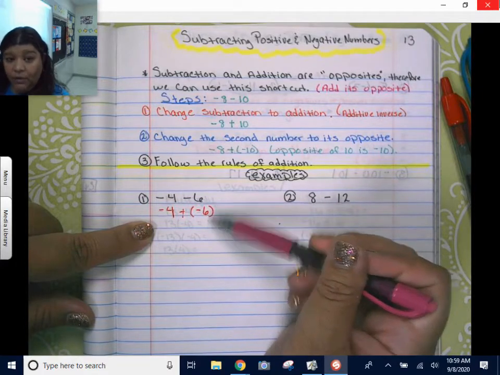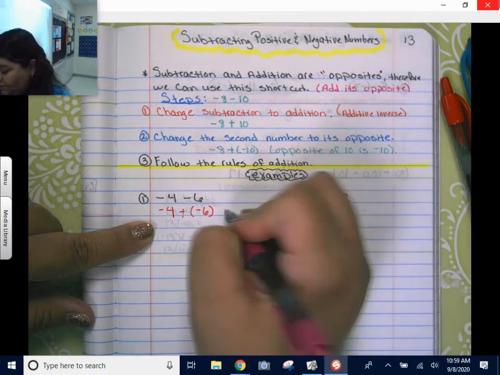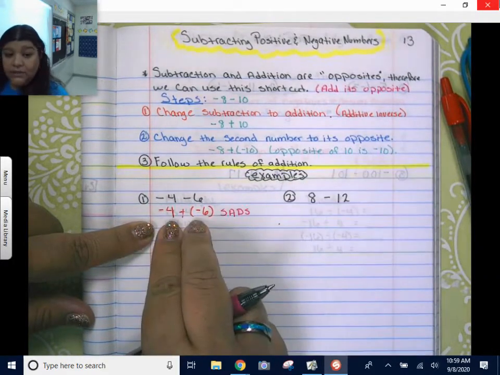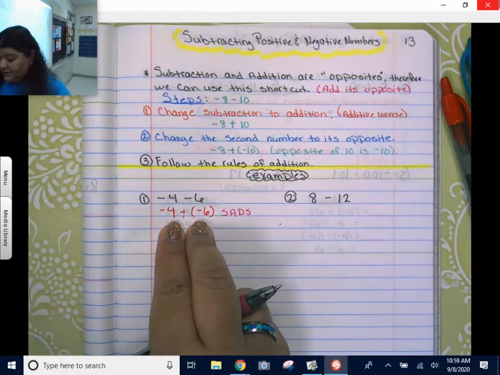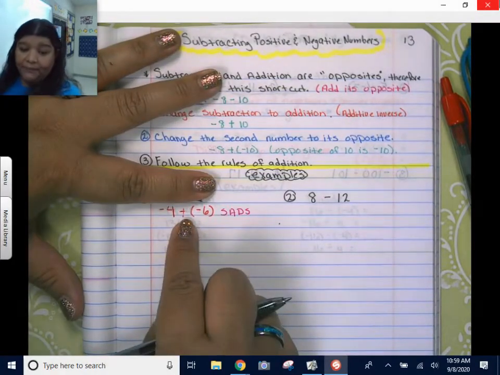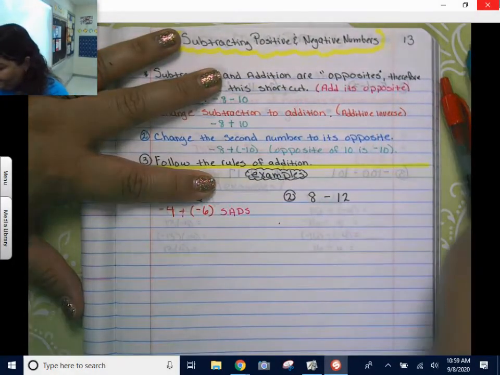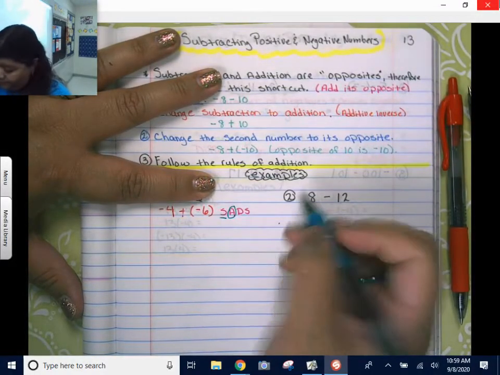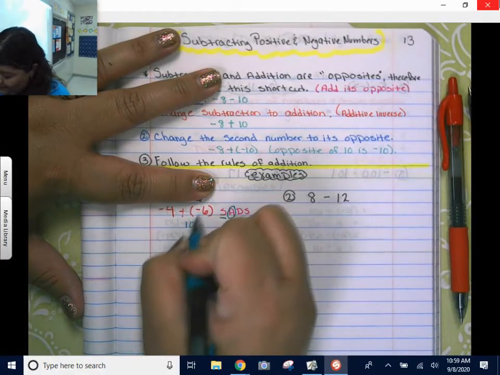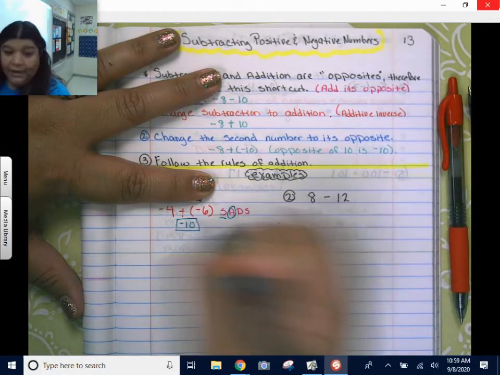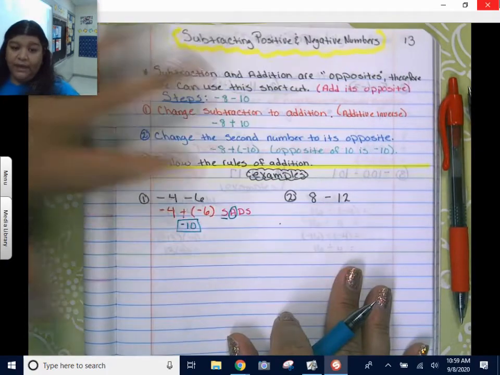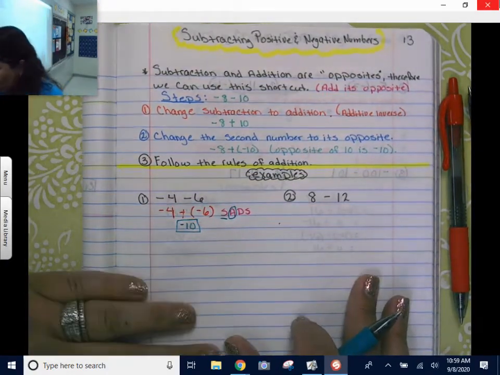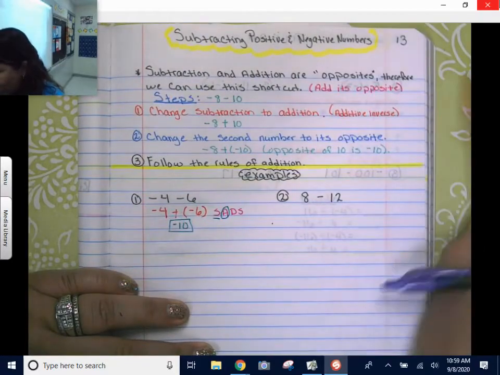Now from here, we follow the rules of addition, and that's what I told you at the beginning. Same signs add, different signs subtract. So here I have a -4 plus a -6. My signs are the same, so I'm going to add the two numbers together. 6 plus 4 is 10. And since they're both negative, my answer is going to remain a negative. All right, let's do another one to get in the groove of it all.